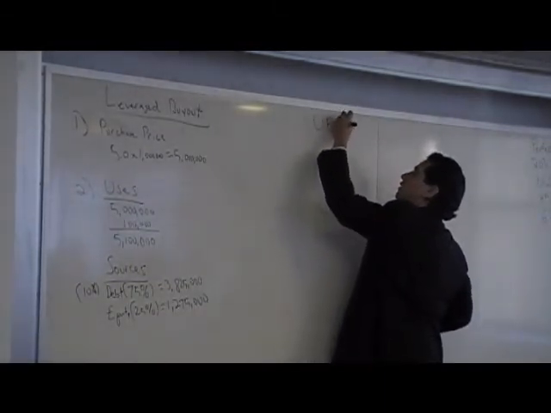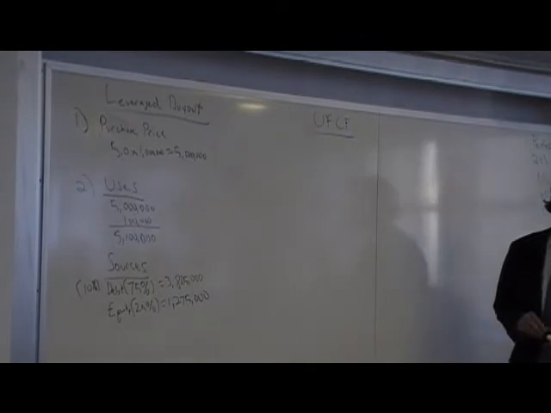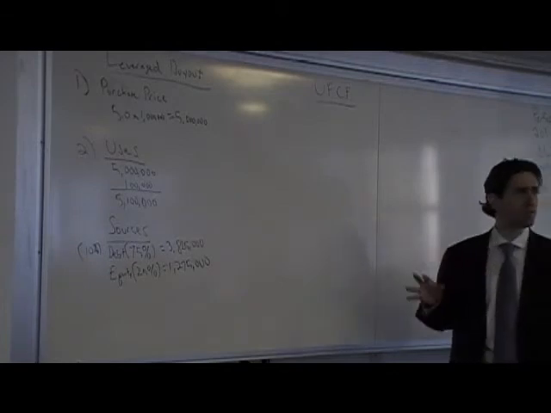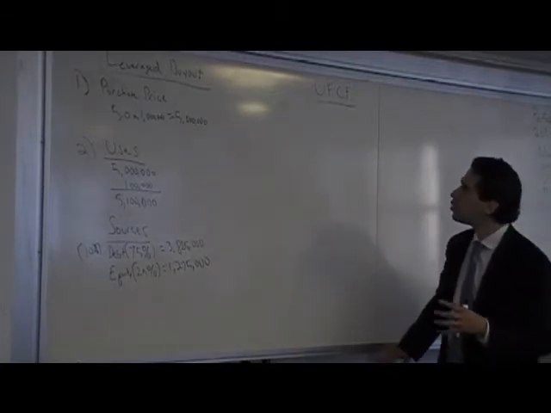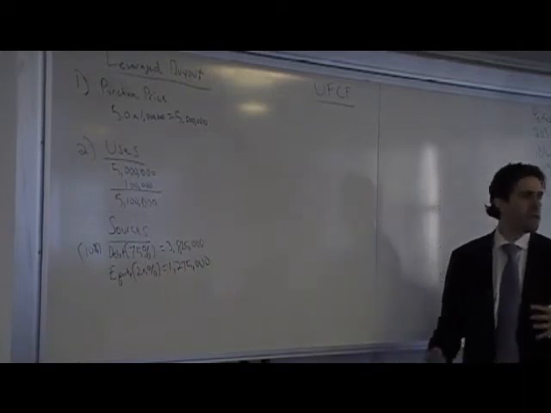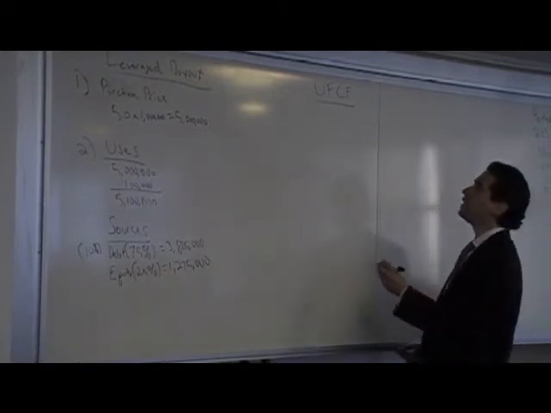Free cash flow, UFCF, unlevered free cash flow, is the cash flow produced by the business most directly related to its operations and before debtors and equity holders have been paid. And where it comes from is it's a simplification of the cash flow statement. You should never have to memorize what the unlevered free cash flow is if you can think about where it comes from.